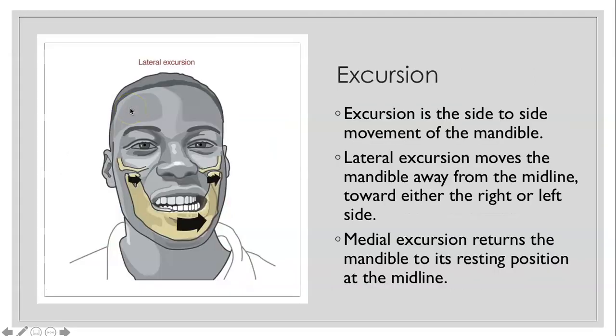Okay. Another one is called excursion, and this is only a movement of the mandible, and it's the side-to-side movement of the mandible. Lateral excursion moves the mandible away from the midline, so either the right or left. This is lateral, and if you went this way, it would be lateral. And then medial is just returning back to the resting position. So that one's pretty simple.